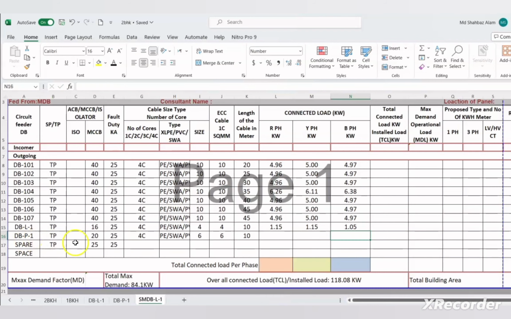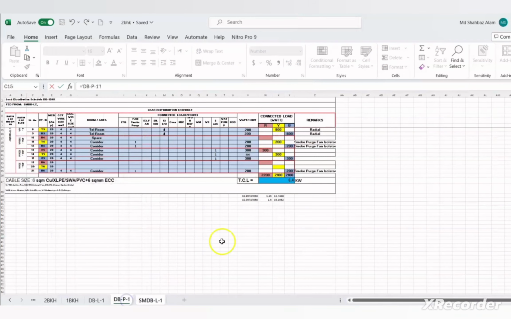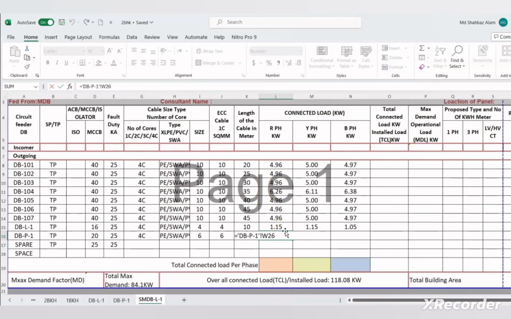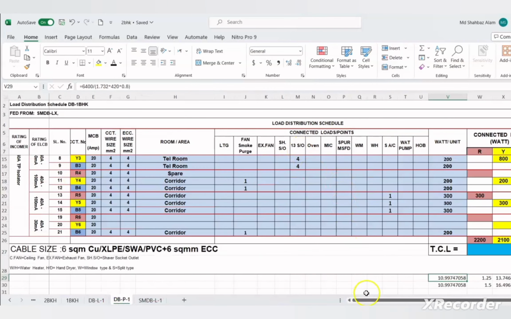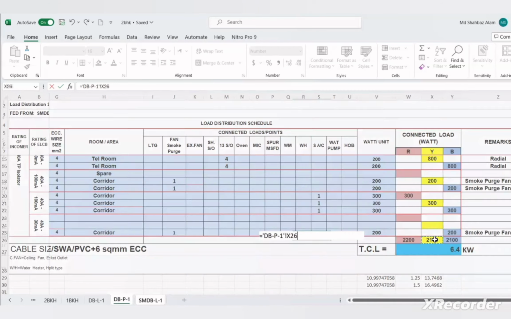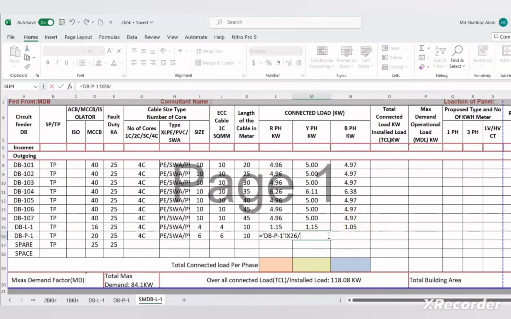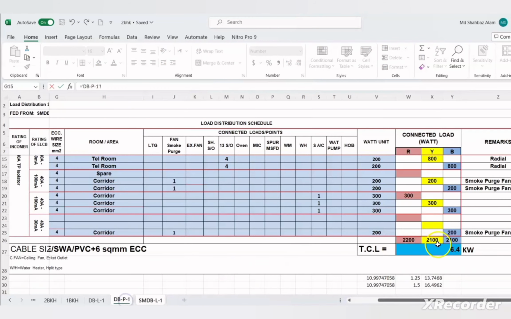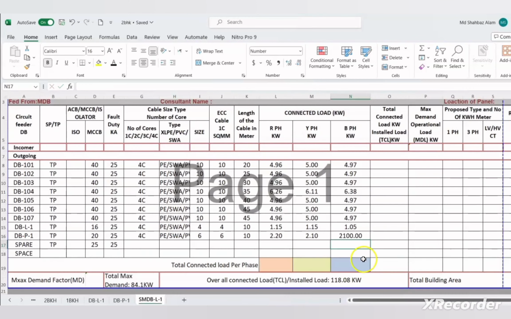Same I will repeat for DBP1. I will press equal. I will go this time to DBP1. I will select the R phase load. I will press enter. I will divide it by 1000 and enter. Let me zoom it also this one. In same way for Y phase, I will press equal. I will go to DBP1. I will select Y phase load and I will divide it by 1000. In same way for B phase, I will go to DBP1. I will select B phase load. I will press enter. I will divide it by 1000.